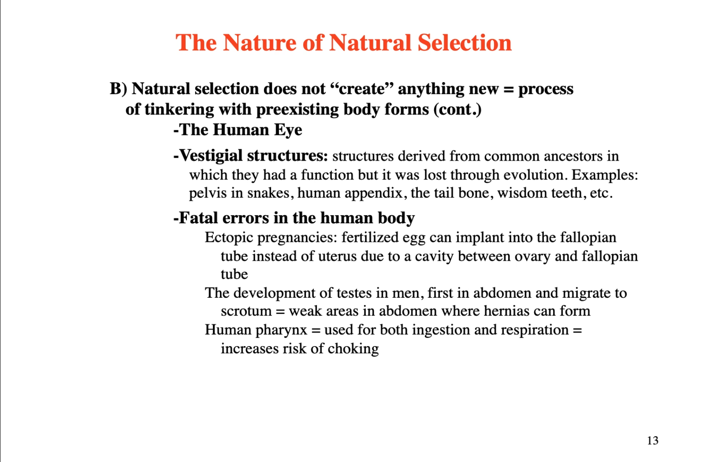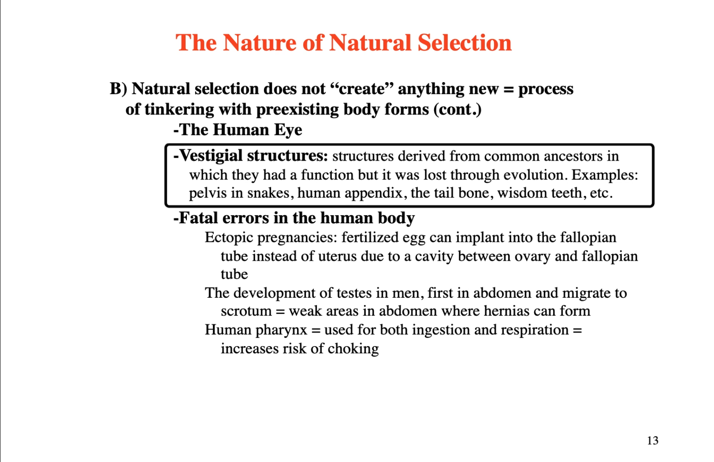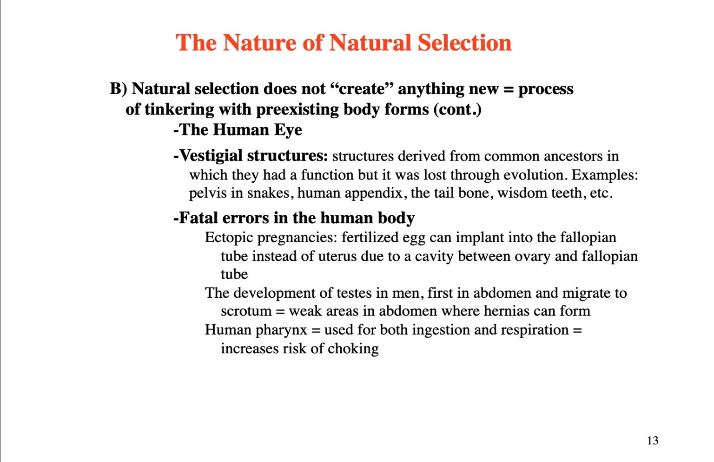In addition to the arm and elbow and human eye, there are also other structures that indicate evolution is occurring, and it's not always perfect. One is vestigial structures. These are derived from common ancestors, such as a pelvis in snakes and the human appendix and the tailbone and wisdom teeth, that at one time were useful in the ancestors of all of these organisms, but are no longer useful, but those structures are still there because they're a part of the developmental processes that evolved in the ancestors.